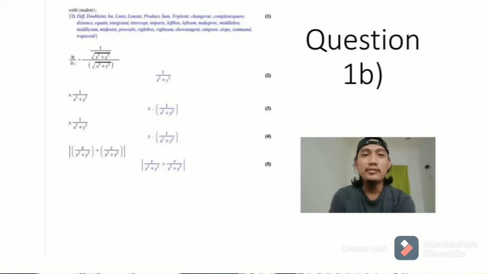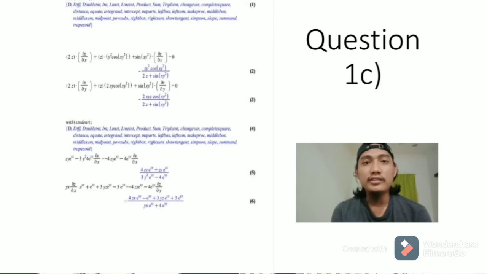Question 1b, we need to prove that x times dz per dx plus y times dz per dy is equal to 1. So to find dz per dx, we use a formula: the derivative of ln z is equal to f'(x) over f(x). And then we get dz per dx. Same goes to dz per dy. We add the equations and we get x squared plus y squared over x squared plus y squared. So it means it is proven to be equal to 1.